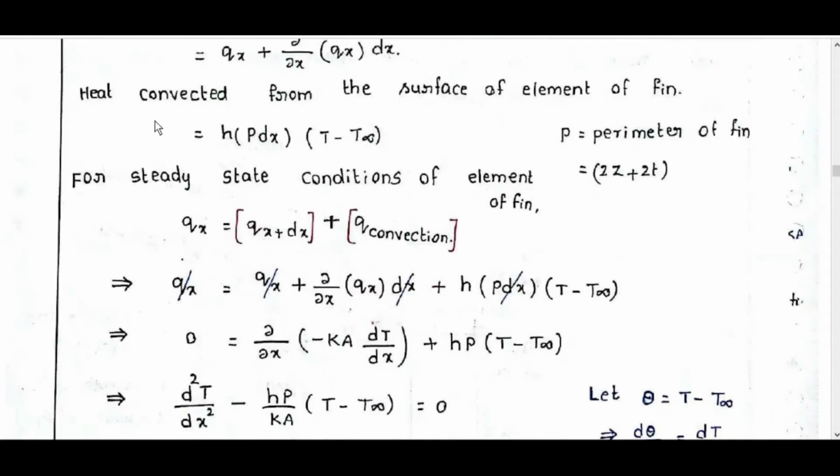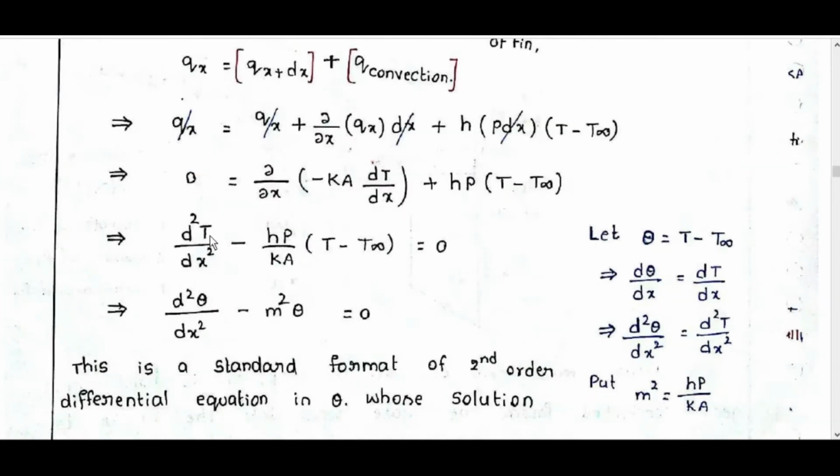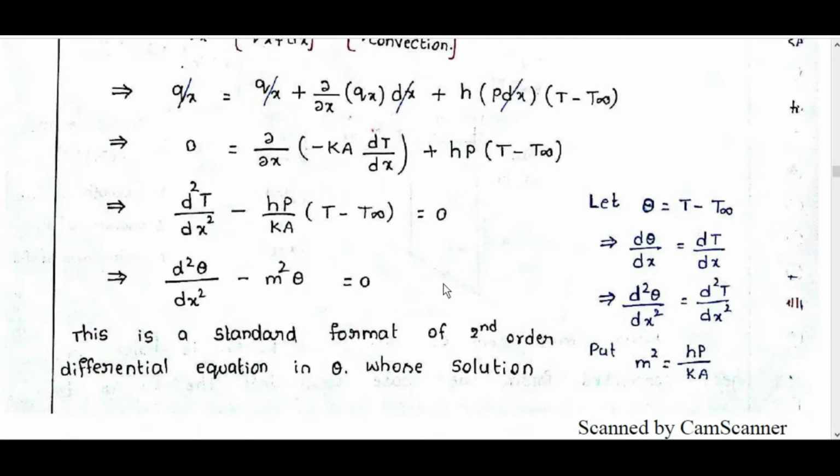For steady state conditions of the element of fin, Qx is equal to Qx plus dx plus Q convection. Qx is equal to Qx plus dou by dou x of Qx dx plus hP dx into (T minus T infinity). Dou by dou x of minus k dT by dx plus hP (T minus T infinity) is equal to 0. So d square T by dx square minus hP by kA into (T minus T infinity) is equal to 0. That is, d square theta by dx square minus m square theta is equal to 0. Let theta be equal to T minus T infinity. Then d theta by dx is equal to dT by dx, and d square theta by dx square is equal to d square T by dx square.